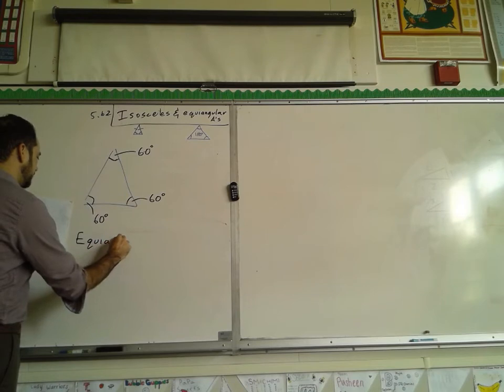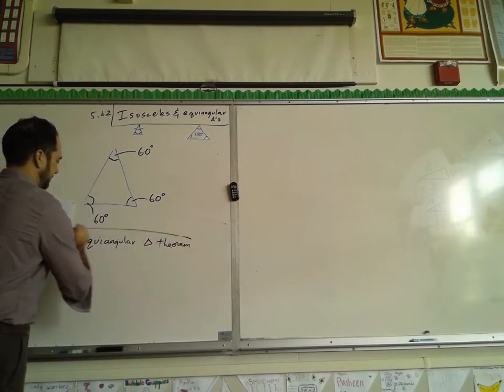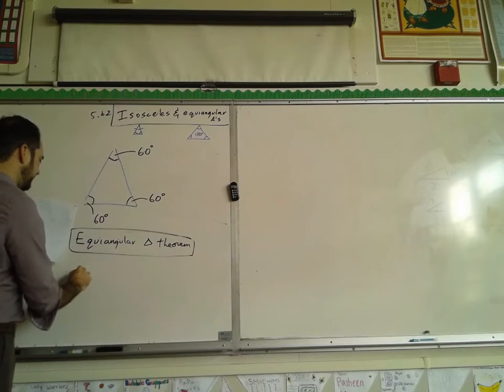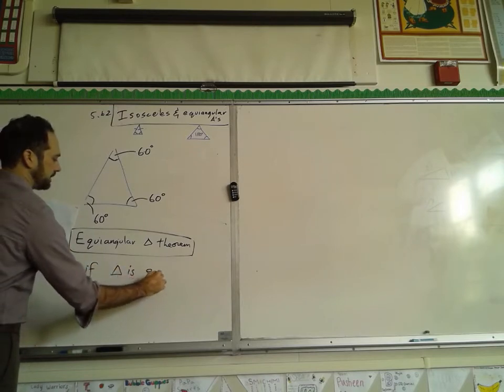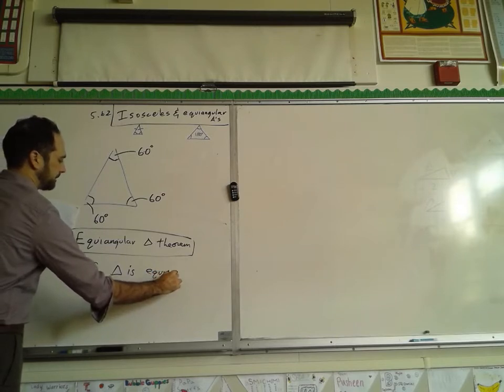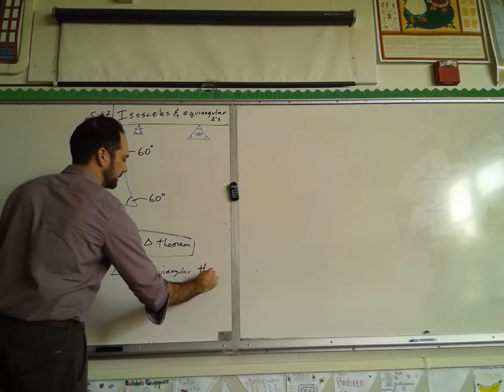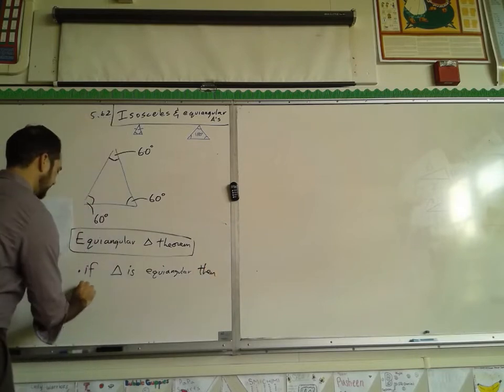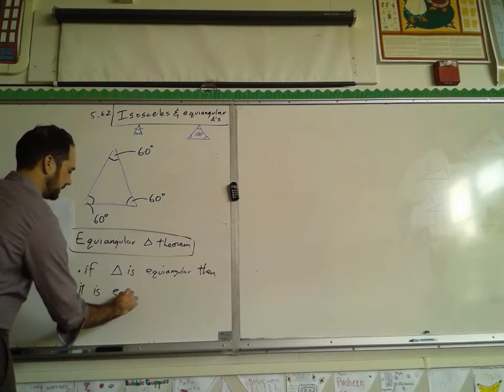Equiangular triangle theorem is just going to say that if a triangle is equiangular, then it is equilateral.